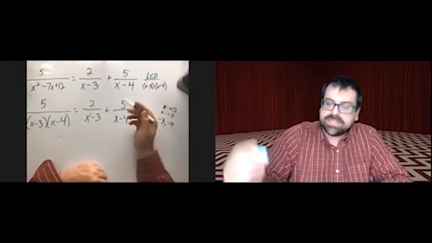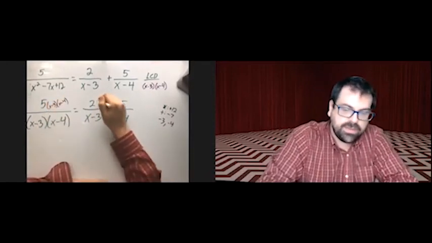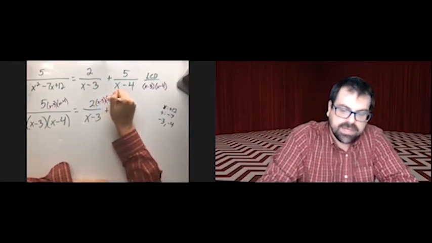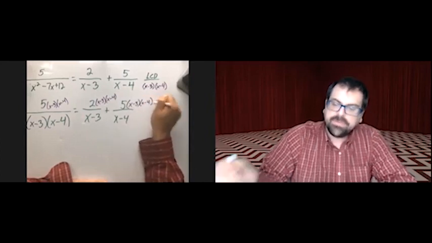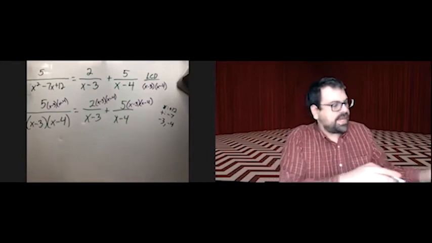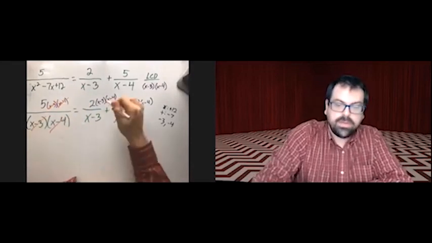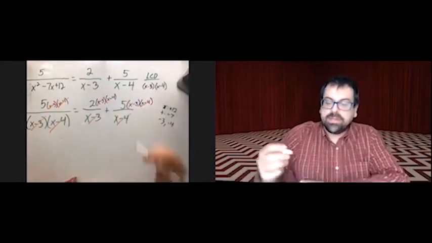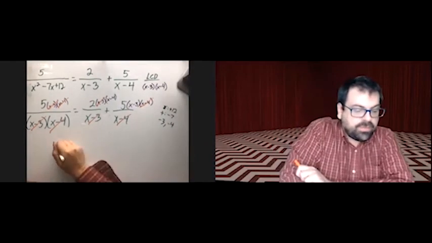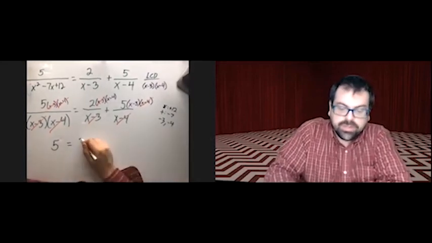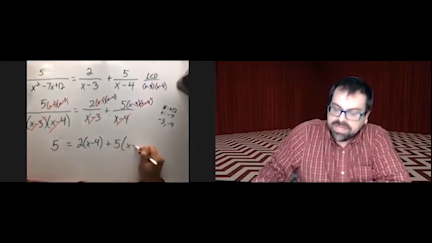What do we do once we have the LCD? We shove it in the top. x minus 3 times x minus 4, everywhere. And what happens? Things cancel. Both the x minus 3s, the x minus 4s. We're left with 5 equals 2 times x minus 4 plus 5 times x minus 3.